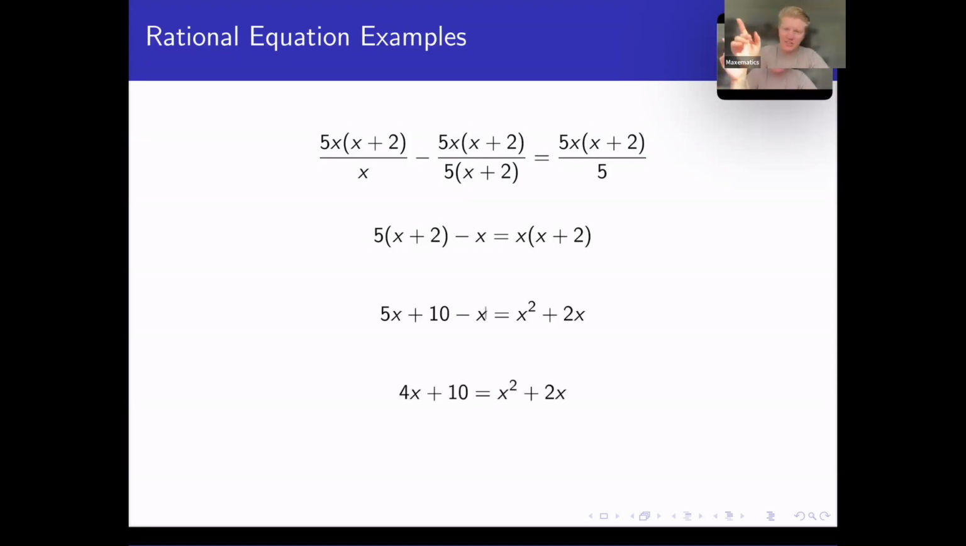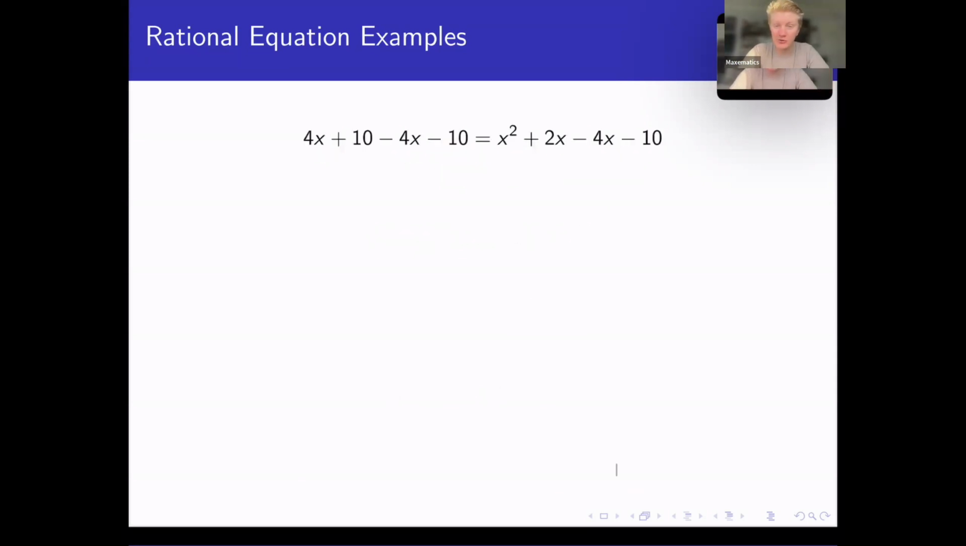And let's bring everything to the right-hand side. So let's subtract 4x on both sides. Let's subtract 10 on both sides. 2x minus 4x, you have $2 and you spend $4. You are now $2 in debt. And this doesn't factor, but you know what? Why not? Let's do some more quadratic formula practice.